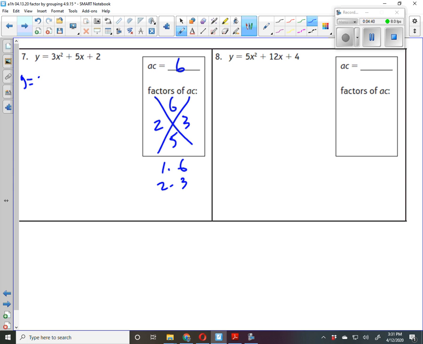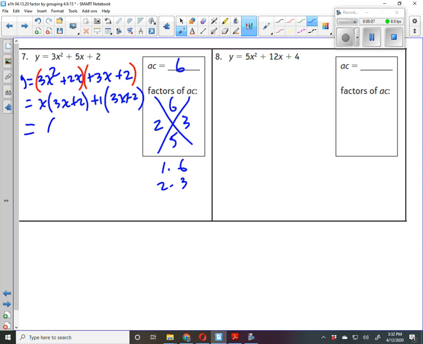y equals 3x squared plus 2x plus 3x plus 2. Group and factor if you can. Pull out an x, leaves a 3x plus 2. You have to pull something out. In this case, you'll pull out a 1. That leaves a 3x plus 2.